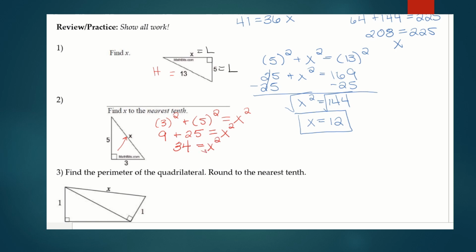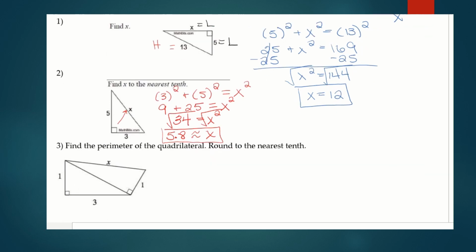And to undo this squared term, I'm going to square root both sides. So going to my calculator, I hit second x squared to bring up my square root function. Type in 34, close the parentheses, enter, and I do get a relatively long decimal, 5.830951895, and I'm going to round that to the nearest tenth, so 5.8.